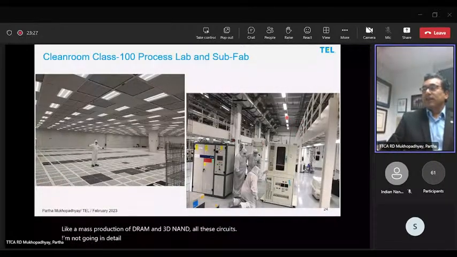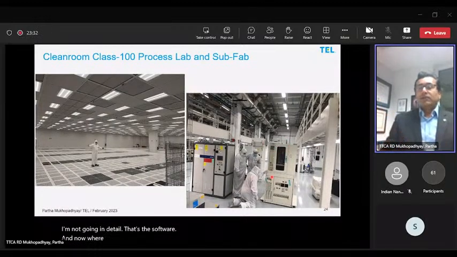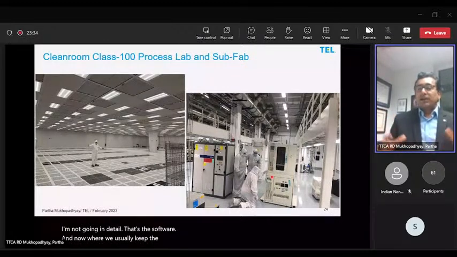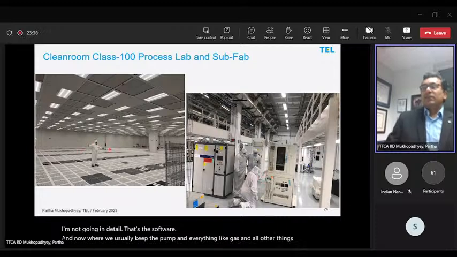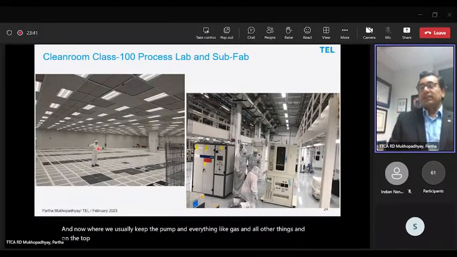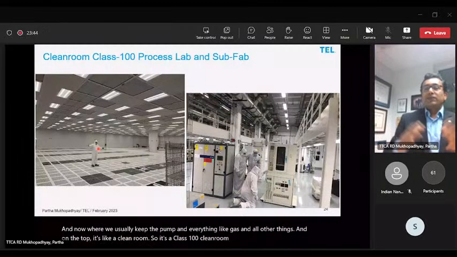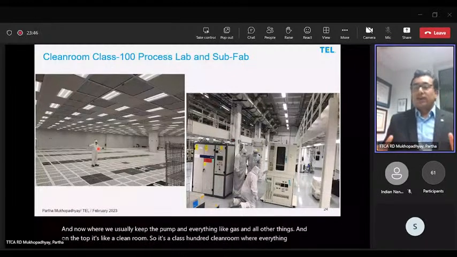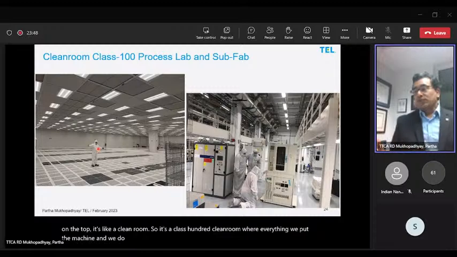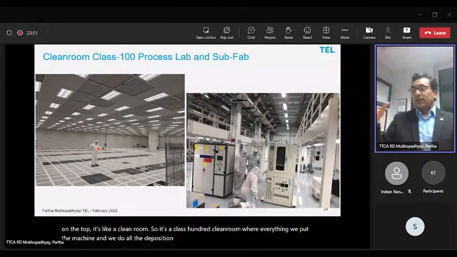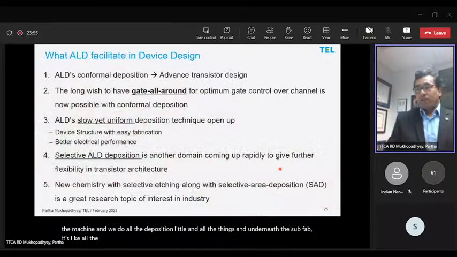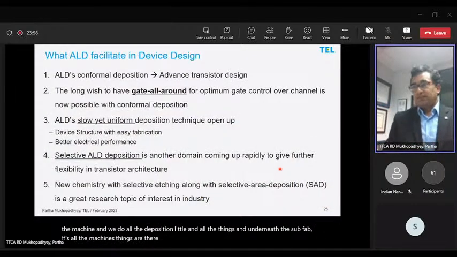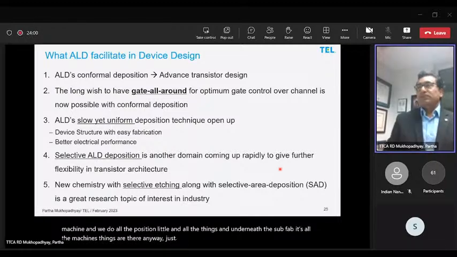That's the sub fab, where we usually keep the pumps and everything, like gas and all other things. And on the top is the clean room. It's a class 100 clean room where we put the machines and do all the deposition, litho, and all the things. Underneath, in the sub fab, is where all the machine support things are. Anyway, just trying to give you a glimpse.